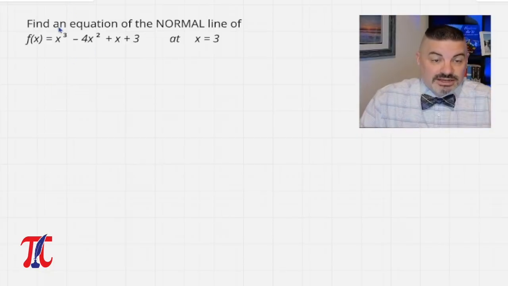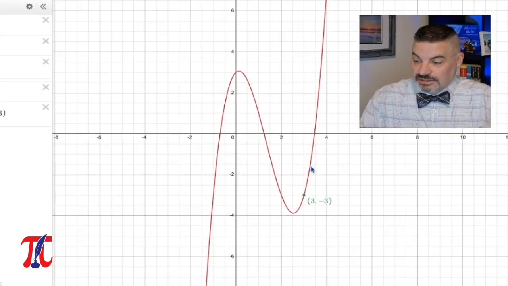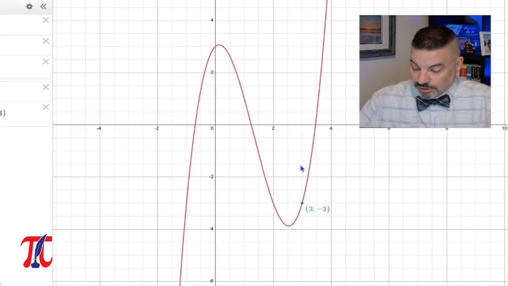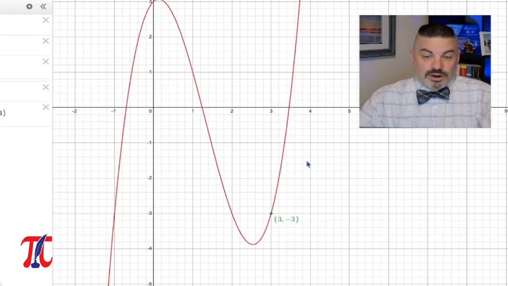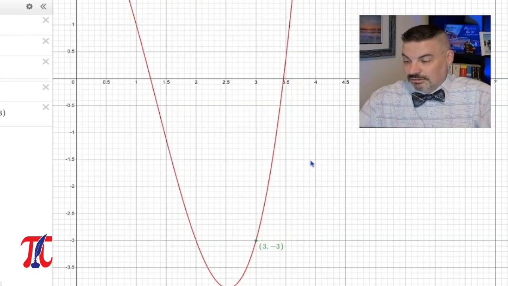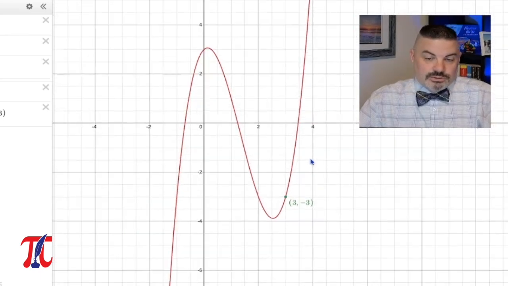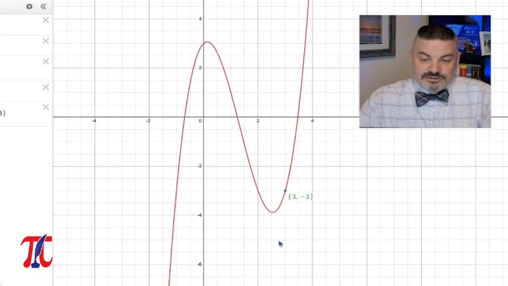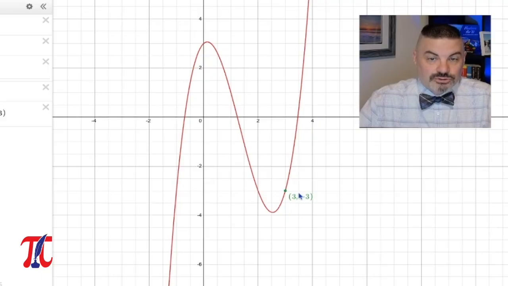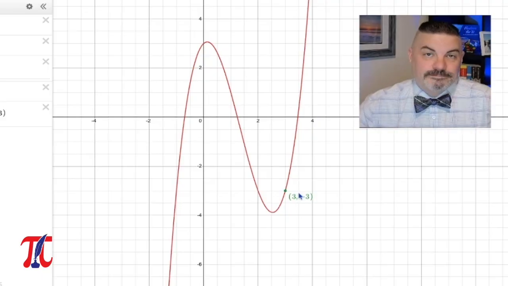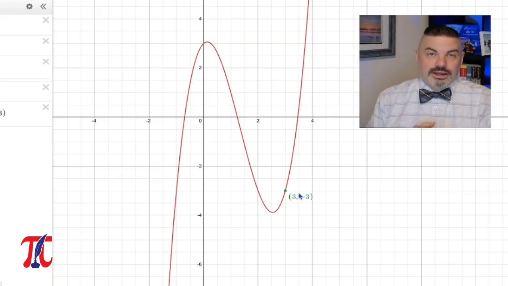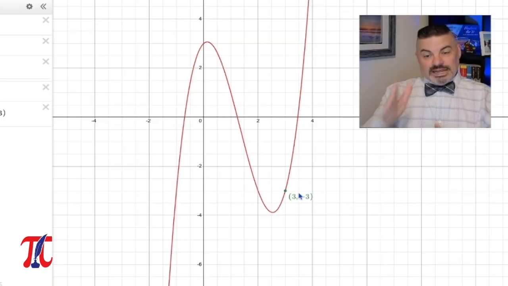So in this case, look what kind of function we've got. We've got a cubic, which looks like this. I've gone ahead and marked where x equals 3; the function value, the y value, is negative 3. You can see that right there. So what we're looking for is a normal line, which is going to be perpendicular to the function just at that one exact point. In order to do that, I've got to find a tangent line first.